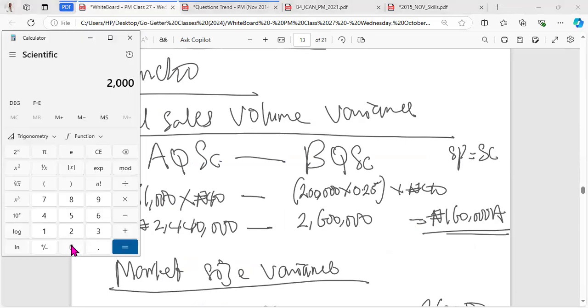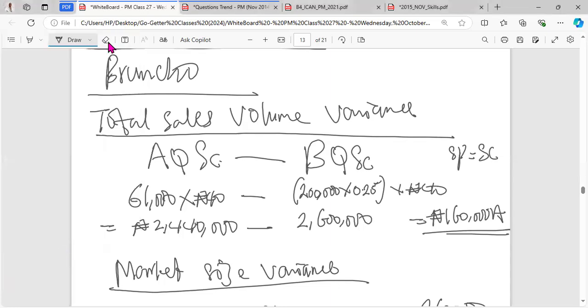200 times 25% gives me 50. 50 multiplied by 40 gives me 2 million. So that should be 2 million. Then 2 million 440 minus 2 million should give me 440. So this is 440 favorable.